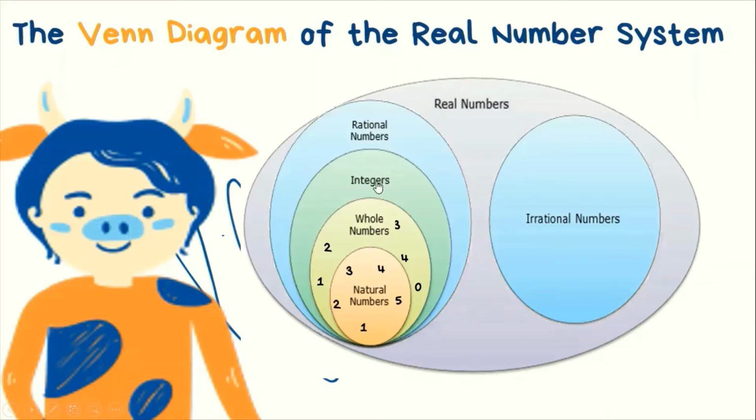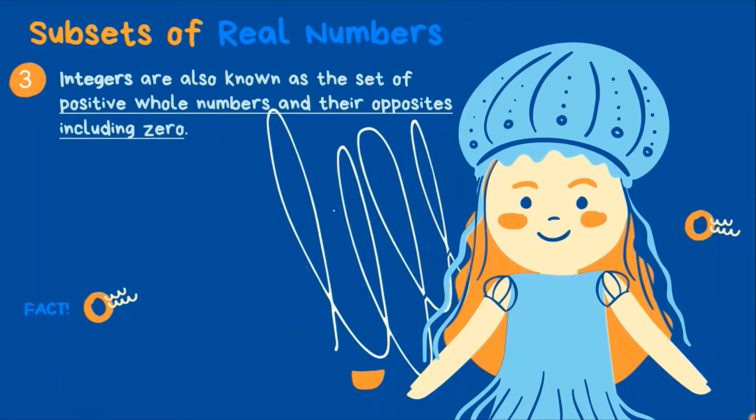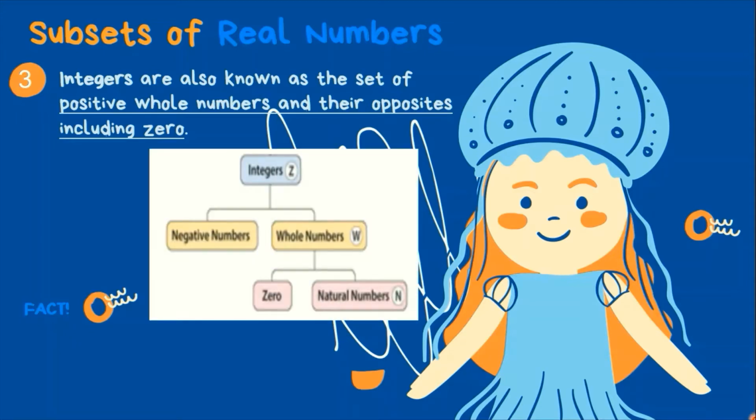Next subset of real numbers are integers. Integers are also known as the set of positive whole numbers and their opposites, including 0. We have already discussed integers during our lesson for absolute values in integers on lesson 3. We know that integers are made up of numbers that are either positive or negative plus the 0. And this is the summary of integers.